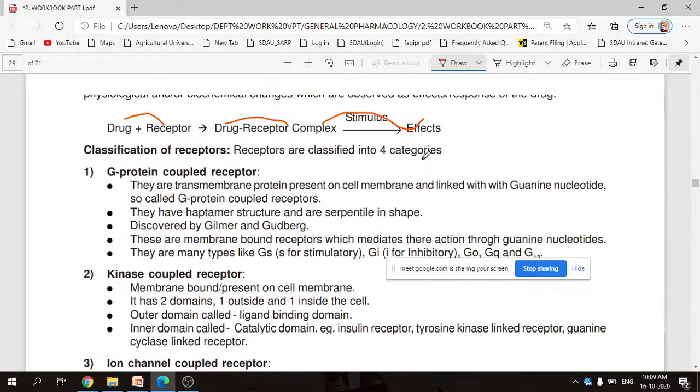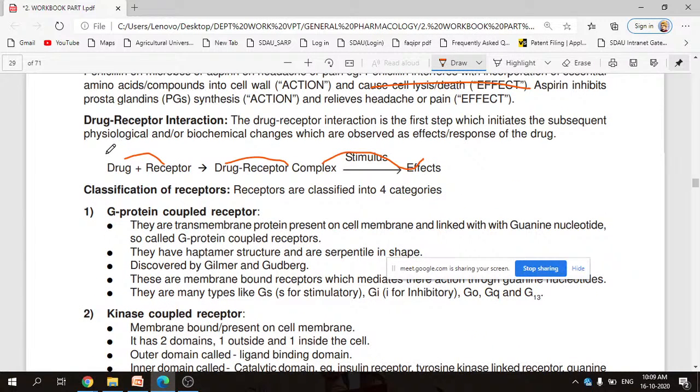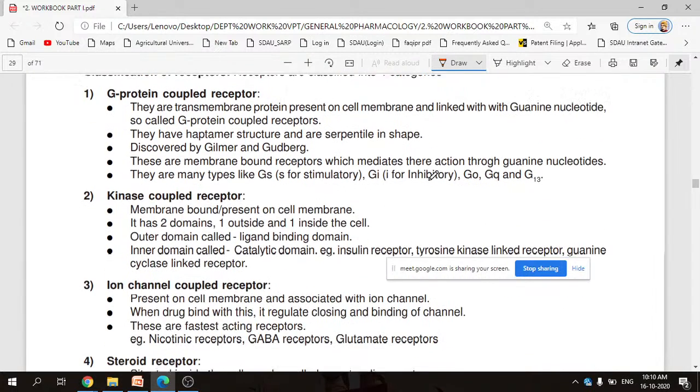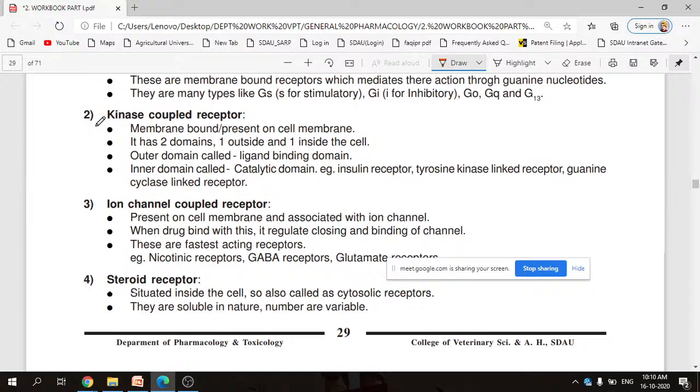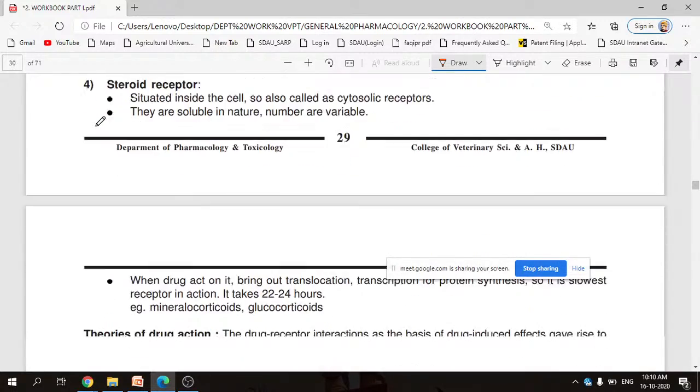Now, classifications of the receptor. This is a basic theory of the drug receptor concept. The drug combines with the receptors, it will form the drug receptor complex, and this drug receptor complex will initiate a series of biochemical changes, and this will lead to the pharmacological action and effect. Now, the classifications of the receptors. There are four types of receptor: G protein coupled receptor, kinase coupled receptor, ion channel receptors, and steroid receptor.